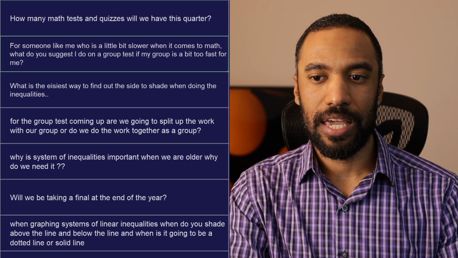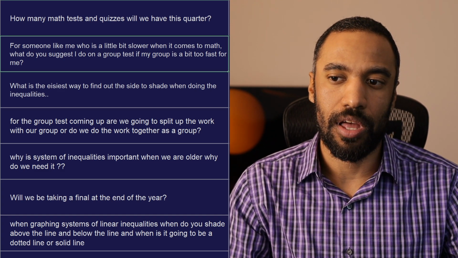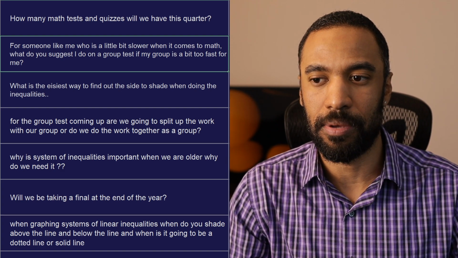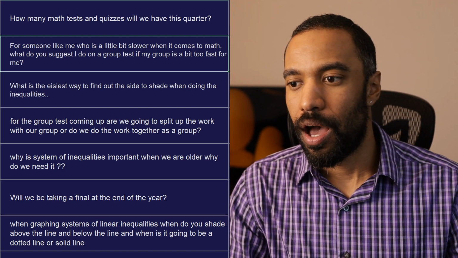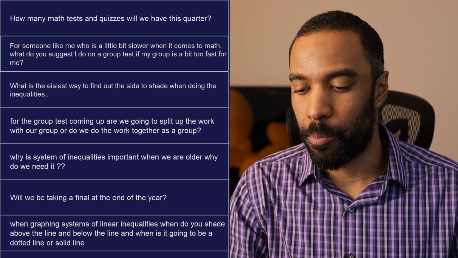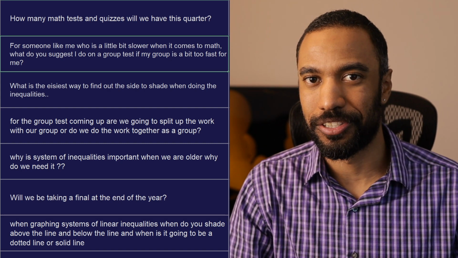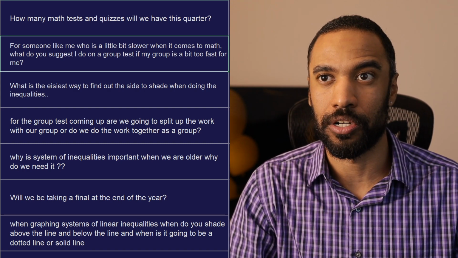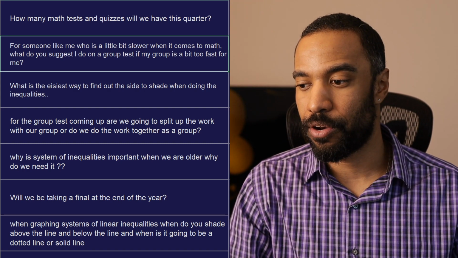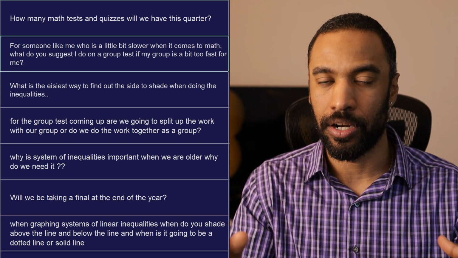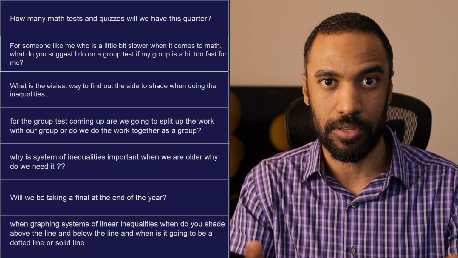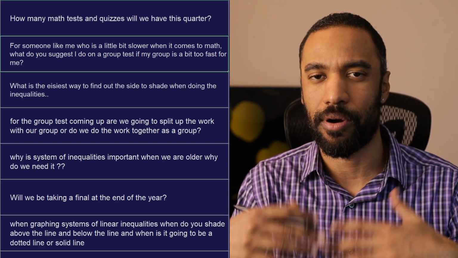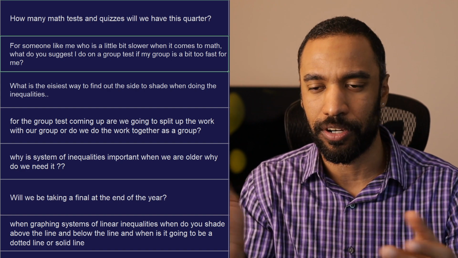All right, for someone like me who is a little bit slower when it comes to math, what do you suggest I do on a group test if my group is a bit too fast for me? Well, I'm hoping that everyone is together, so I'm hoping that they can help you with pace. It's about educating each other. See, we have to cater toward the slowest individual in any group, and I know that some people are slower than others. I hope you don't mean just a slow writer. I hope you mean slowly processing. You need to get it, you need to grasp it, you need to figure it out.